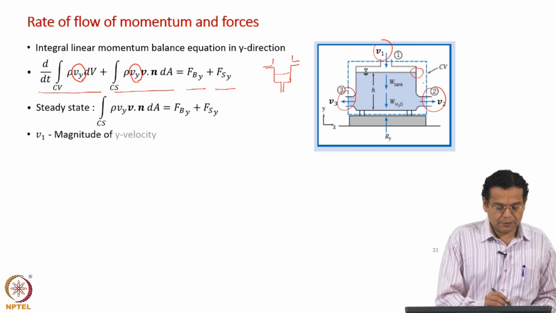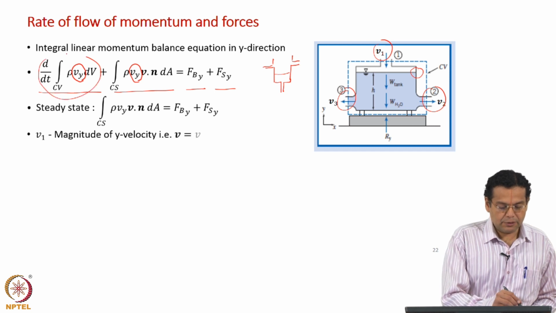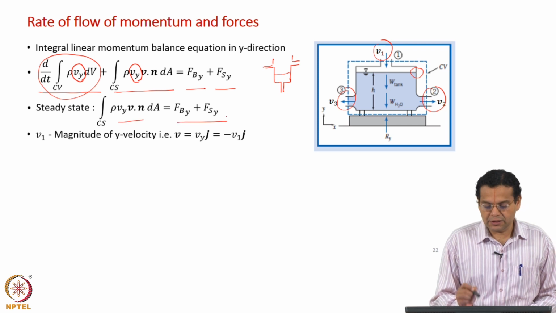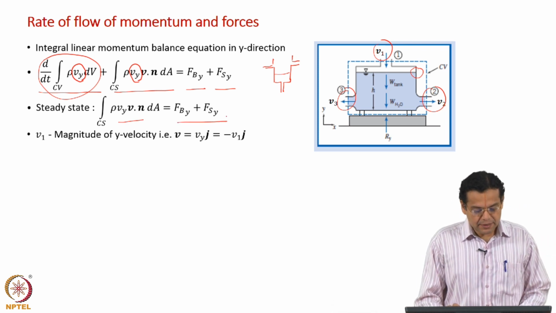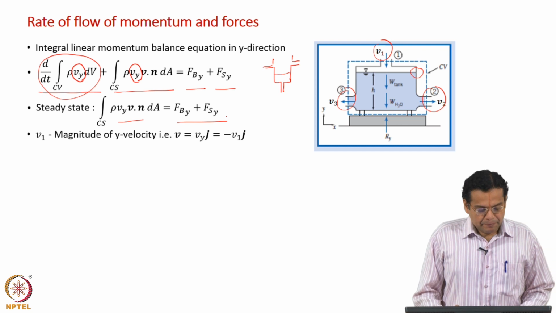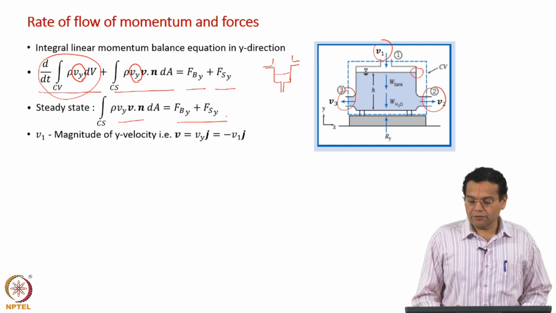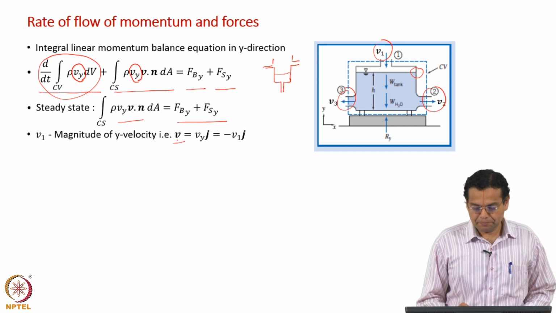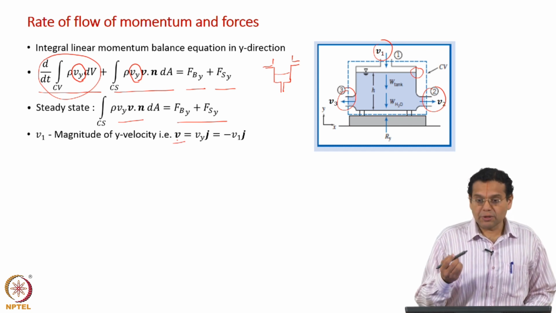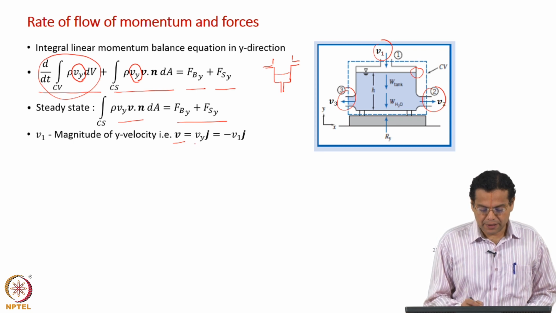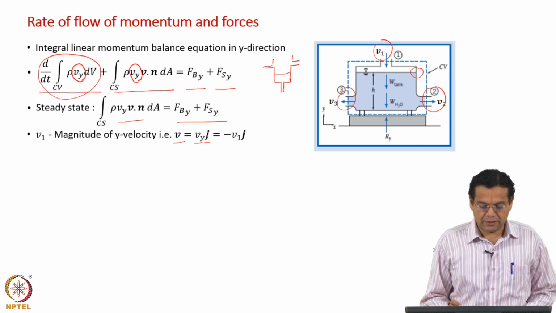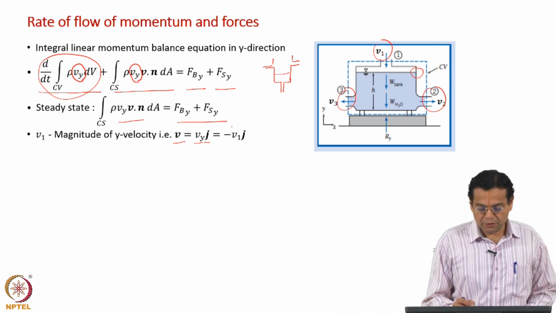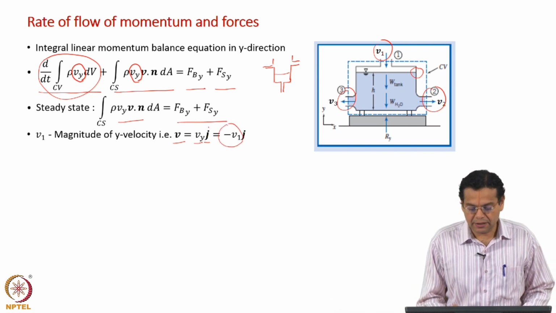So, the first term, the transient term, drops out. Now I am left only with the convection term and the force term on the right hand side. Now, let us call V 1 the magnitude of the y velocity. The V vector has only one component, the vertical component V y, and in vectorial notation V y j. V 1 is a magnitude, so V y becomes minus V 1 j vector.